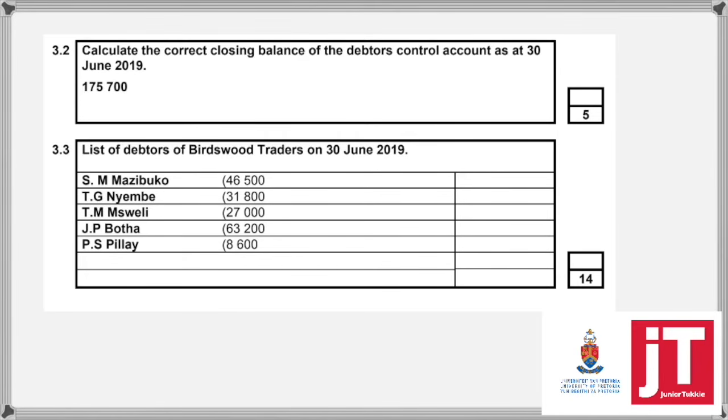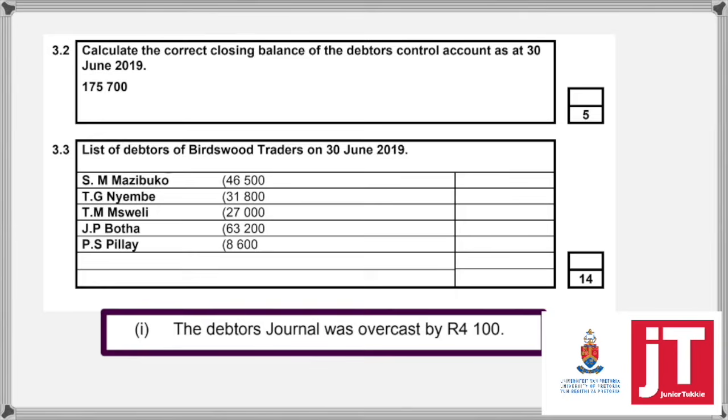So if I look now at the first transaction, the debtors journal was overcast by 4,100. So if we're talking about the debtors journal and we say it was overcast, it means too much. So the debtors journal means that we will need to make a change in the control account. It has absolutely nothing to do with the individuals. So we're going to say minus, because it was overcast by too much, so minus 4,100.